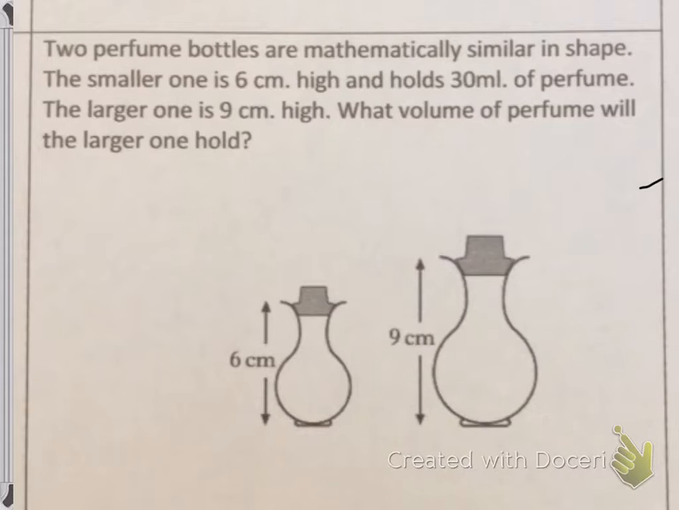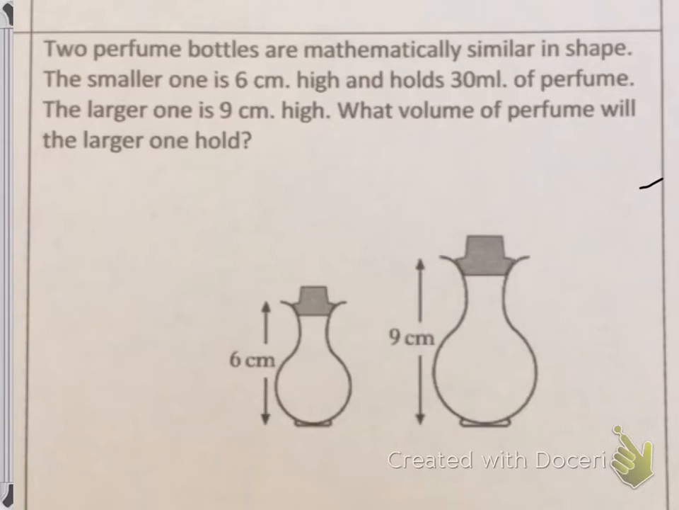All right, one more problem here on this page. It says two perfume bottles are mathematically similar in shape. The smaller one is 6 centimeters high and holds 30 milliliters. The larger one is 9 centimeters high. What volume of perfume will it hold?